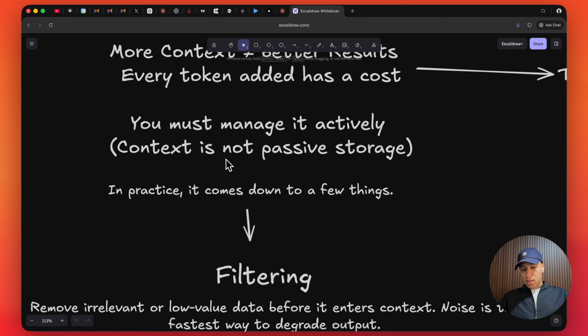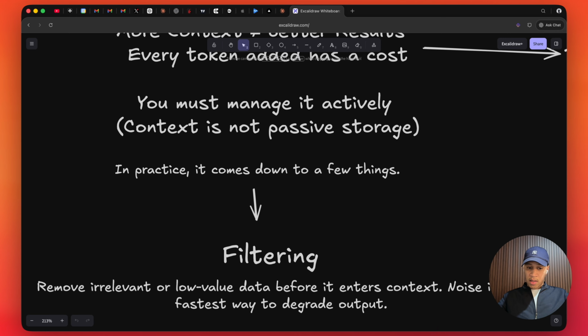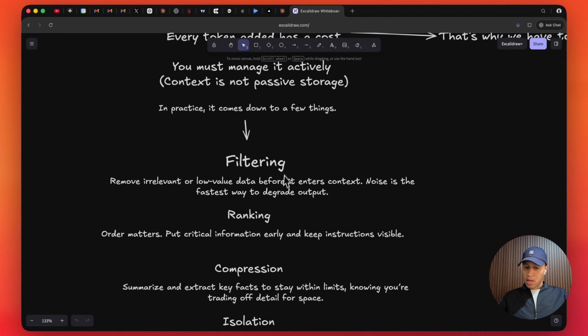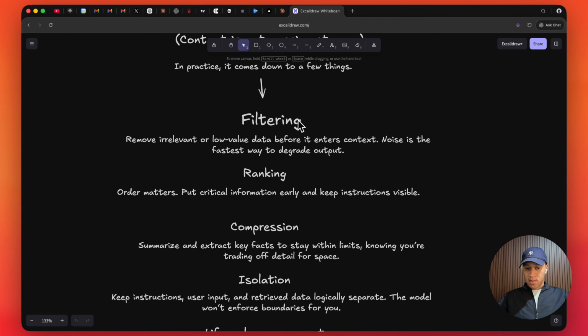The thing about context windows is that you must manage them actively. You don't want to be lazy in terms of how you manage your context windows, and that includes a few things you can do. In practice, it boils down to a few things you can do to optimize your context and deliver the best results. The first thing is filtering.